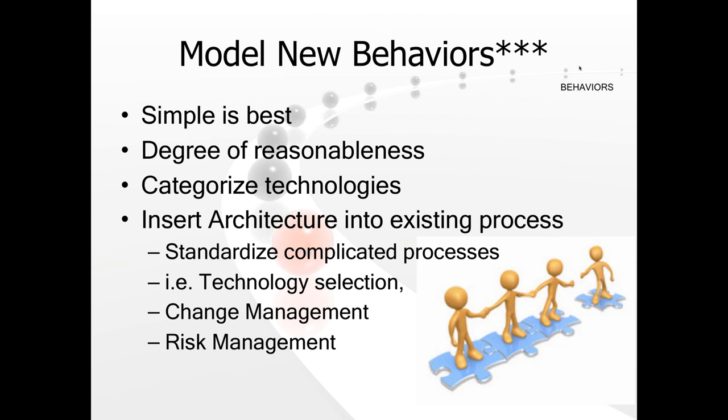So, whether you're standardizing some complicated processes in your company, whether you are working on technology selection as an example, or change management or risk management, what can you do to apply the architecture process into the way you're doing it today? So, are you doing a current state evaluation? Are you doing target state? Are you doing a gap analysis? What kinds of things are you doing to show others, look, we're taking the architecture approach on this.